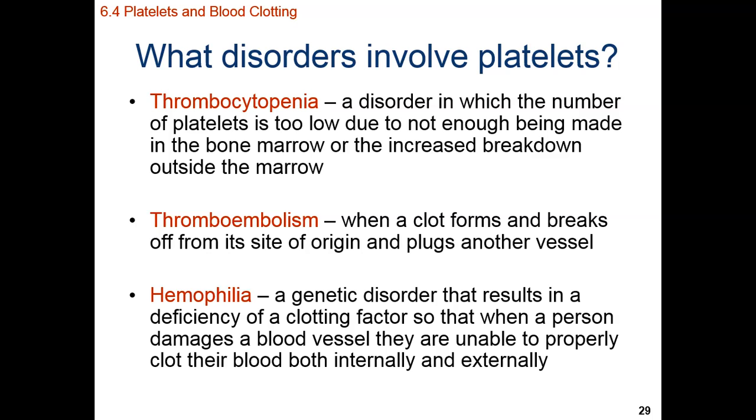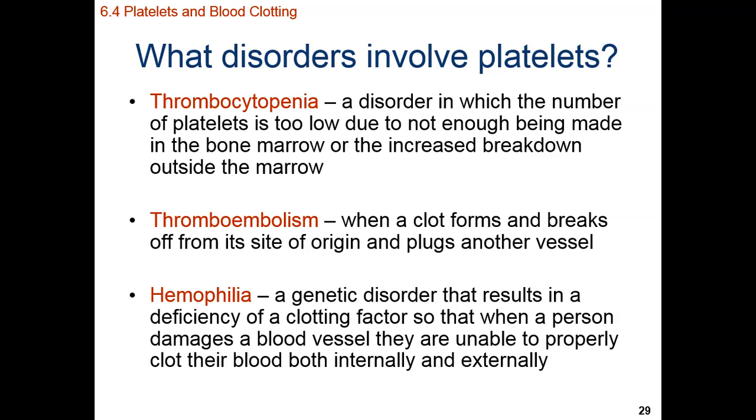So why would we not have enough platelets? Maybe we don't make enough, or maybe we're destroying them too quickly. There are two possible causes here of thrombocytopenia: low production or high destruction. We also have thromboembolism. A thromboembolism many times is just going to be referred to as an embolism. What is an embolism? An embolism is a blood clot that has moved around and gotten lodged somewhere in the human body, other than where it started.